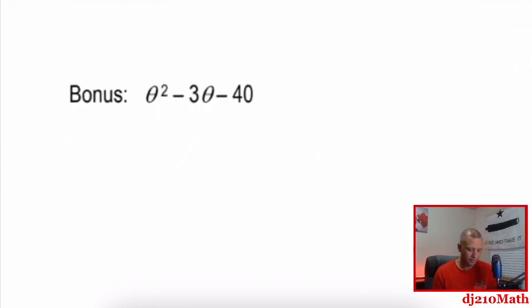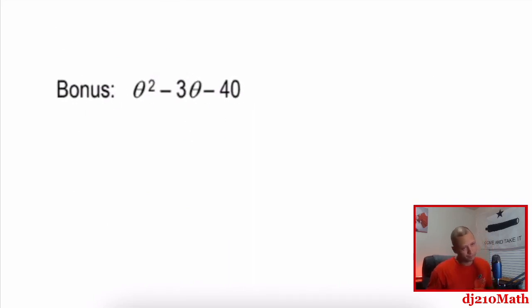Bonus. All right, so the symbol's theta. Just treat it like x. Right, this is a basic quadratic. Two numbers that multiply to make negative 40 that add up to 3. Oh, I see. It's a bonus. I'll let you figure it out.